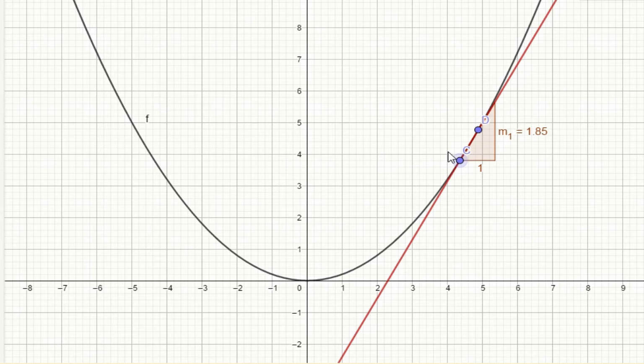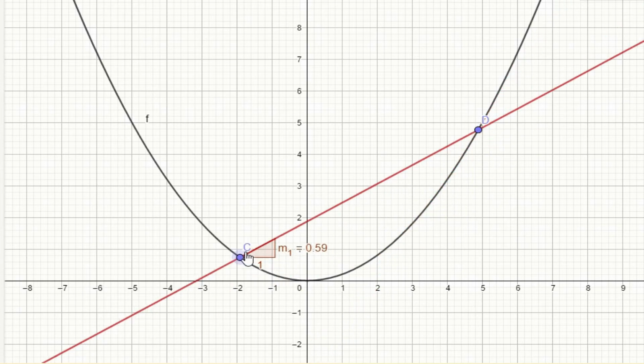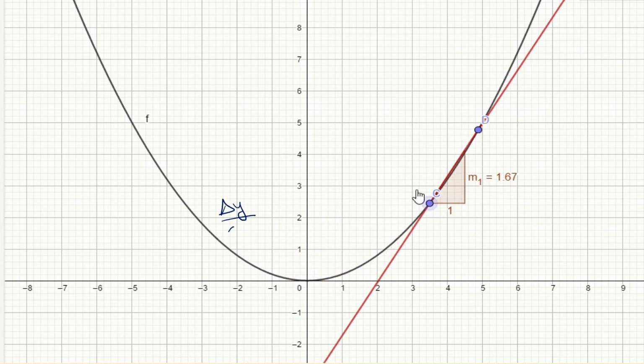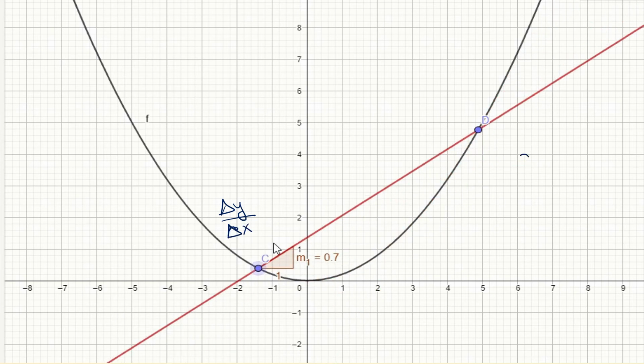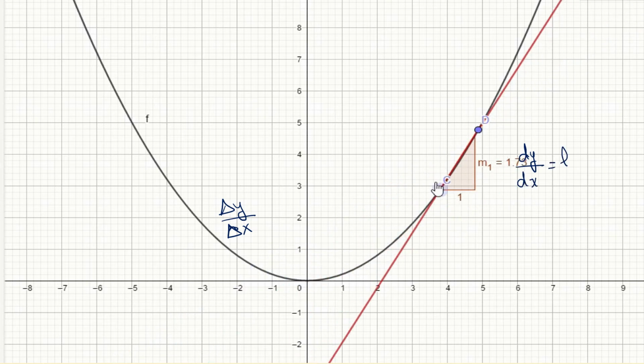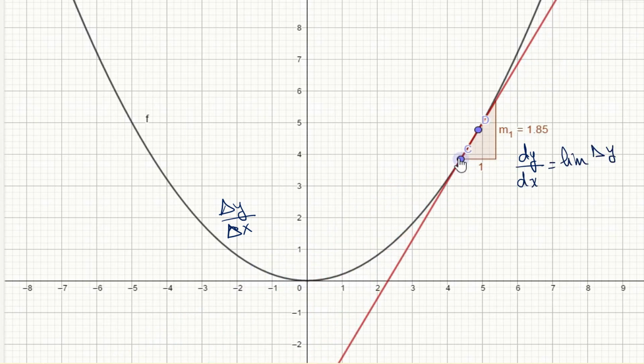As we come closer and closer, you notice that the line becomes almost a tangent. The slope can always be calculated as rise over run. But what used to be the slope of any line or a secant line is now nothing but the slope of the tangent. Slope of the secant is simply delta y by delta x, but when we go to become a tangent, it is simply dy by dx, or the limit of delta y by delta x when delta x tends to 0.